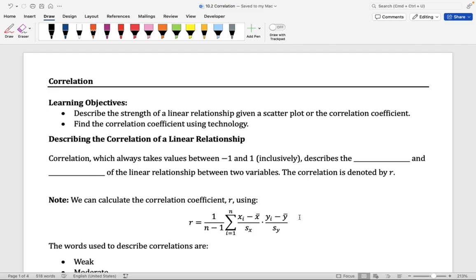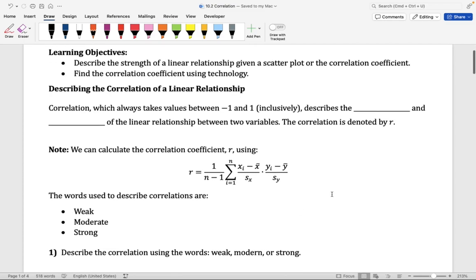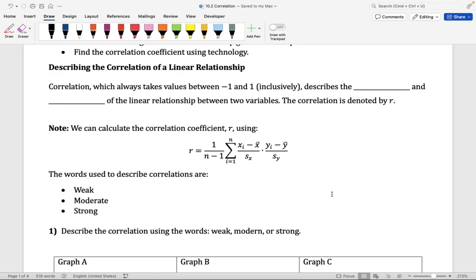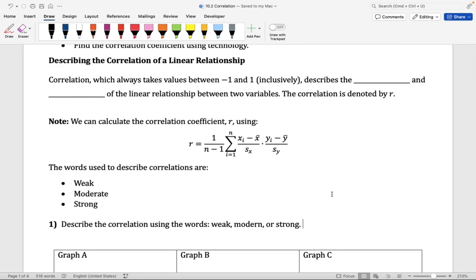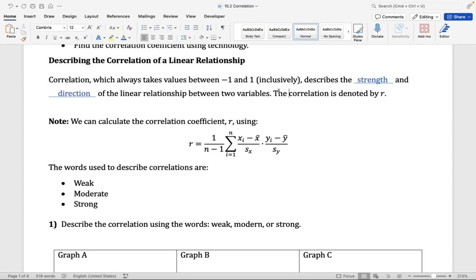So let's start by talking about how we describe the correlation of a linear relationship. Correlation, which always takes a value between -1 and 1 inclusively, meaning that the correlation can be equal to -1, it can be equal to 1, or anything in between those values. So correlation is going to describe the strength and the direction of the linear relationship between two variables. To be more specific, R is what we call the correlation coefficient.